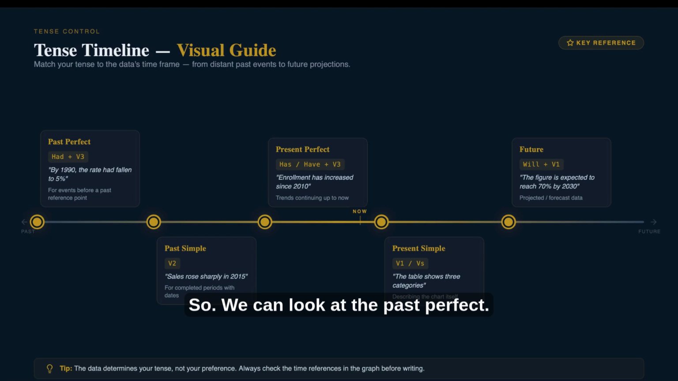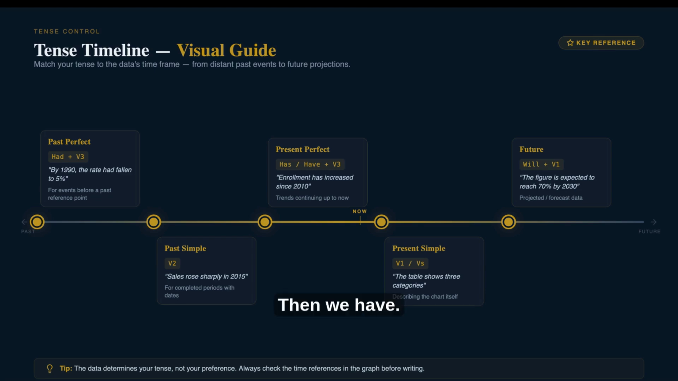So we can look at the past perfect, and the main formula is had plus past participle, verb 3 column. By 1990, the rate had fallen to 5%. In this case, we use it to describe events before a past reference point.